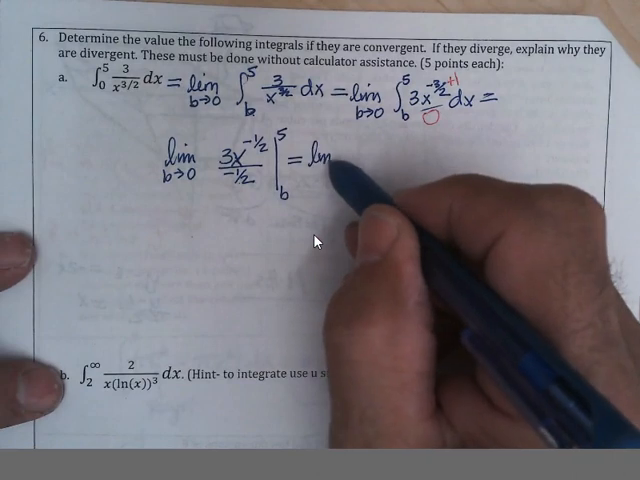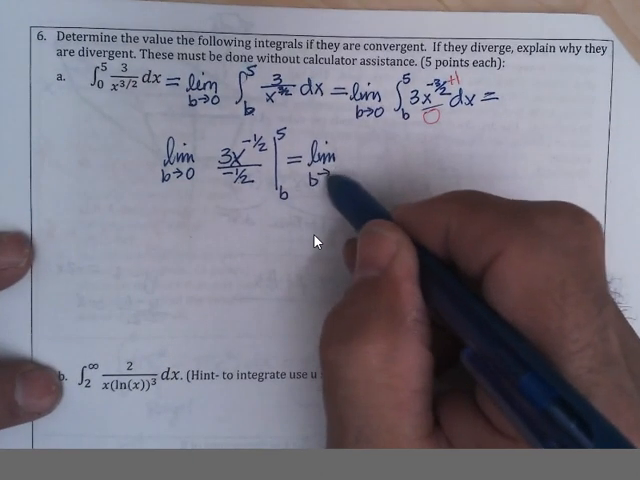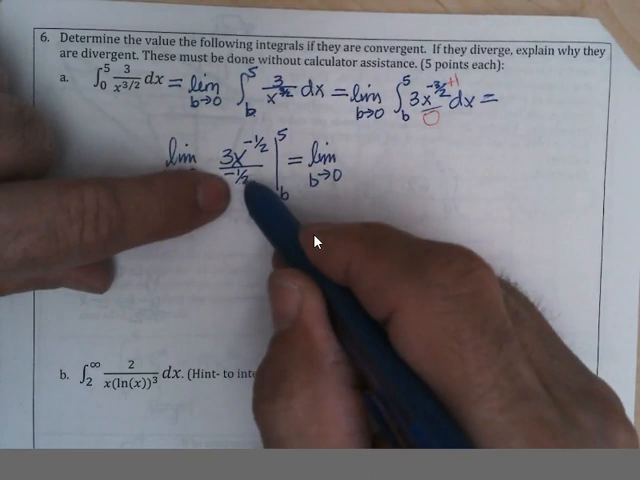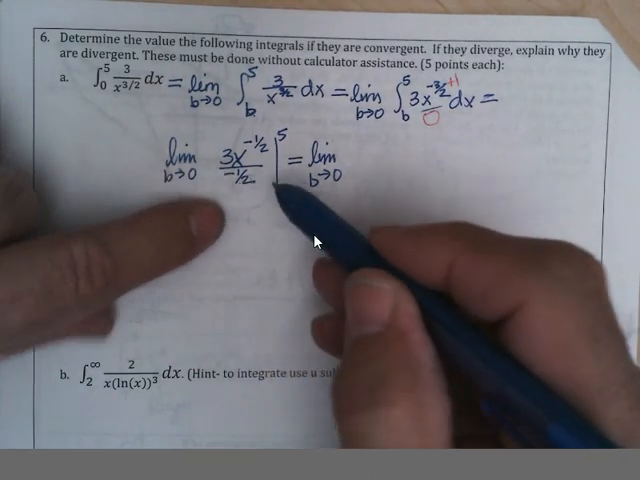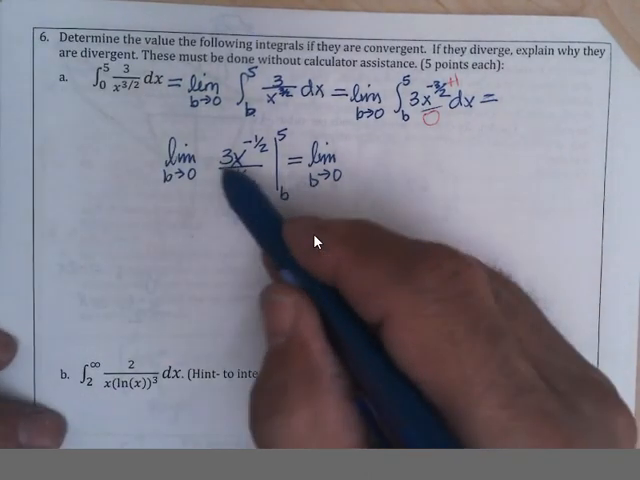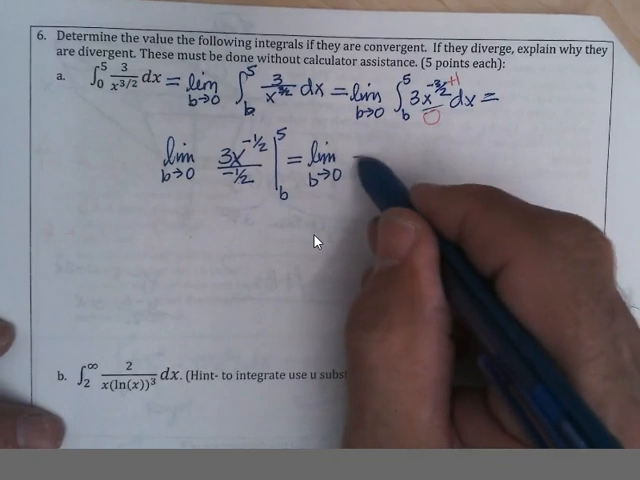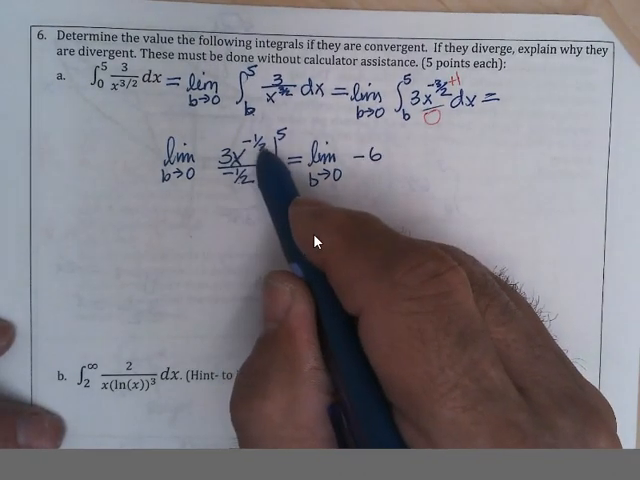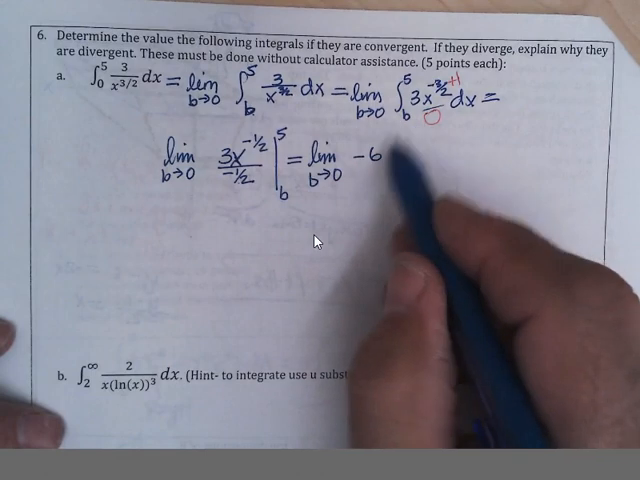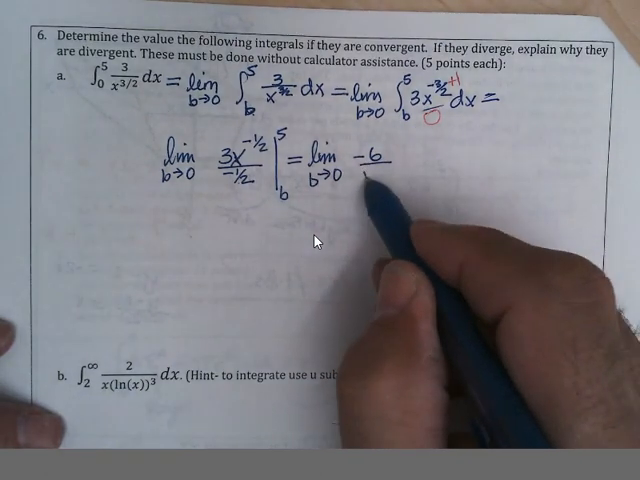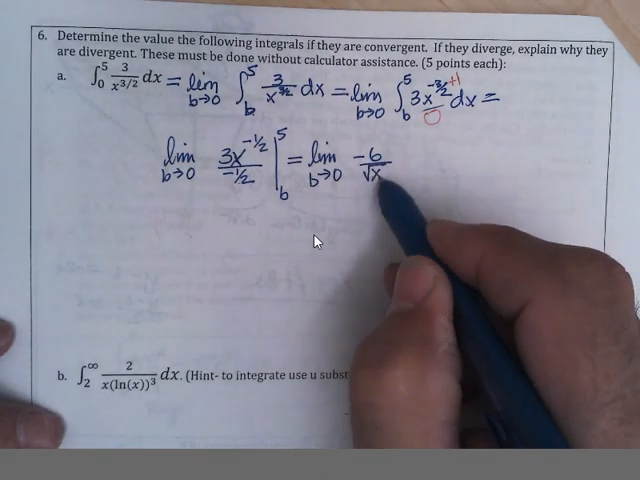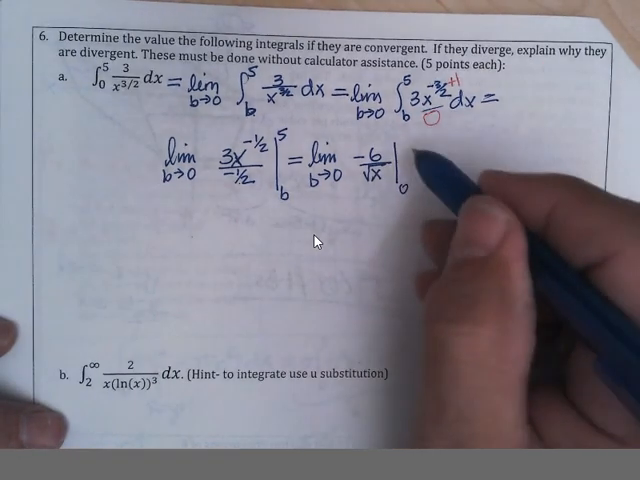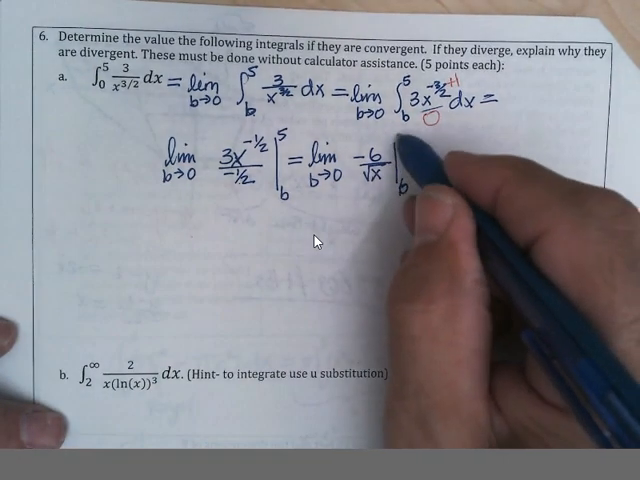So it's the limit as b approaches 0 of negative 1/2 in the denominator. I would invert and multiply, so it becomes negative 2 times 3, or negative 6. And x to the negative 1/2 means it belongs in the denominator as x to the 1/2, which is the square root of x. And that we need to evaluate from b to 5.